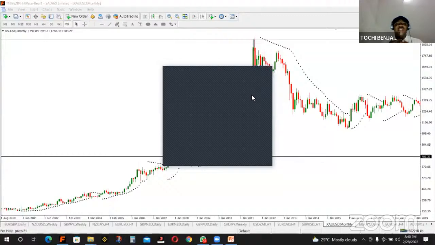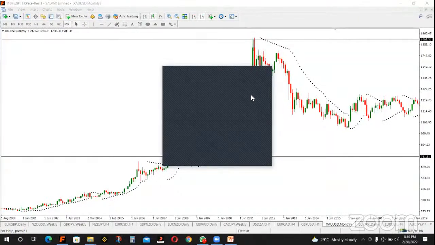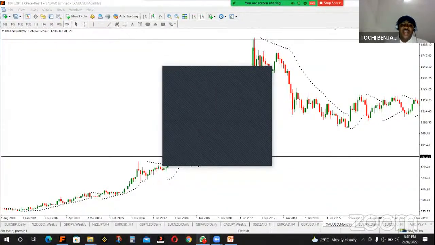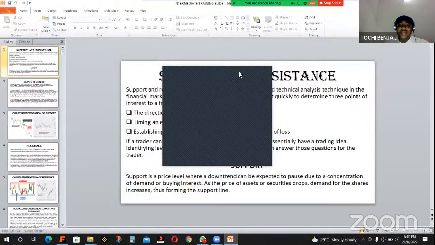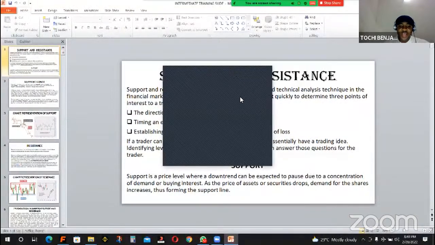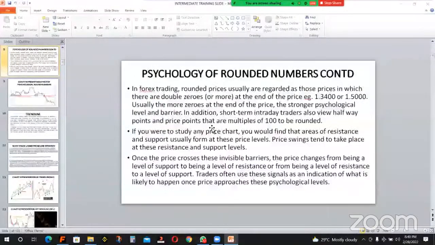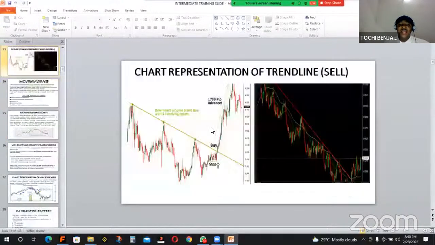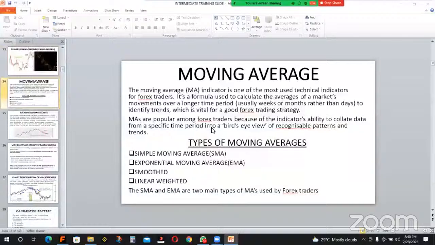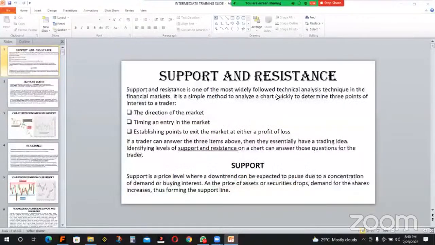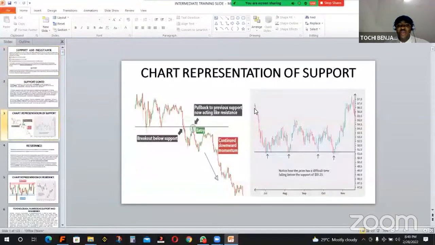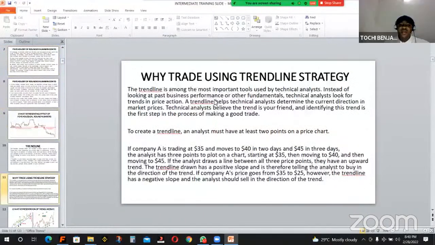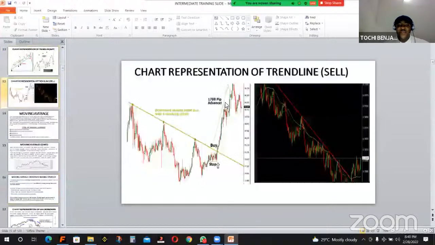Moving average is called dynamic support and resistance. That is what moving average is. I told so many persons, those that are new in this class, that they should get this manual. I told you that we have learned support and resistance, we talked about psychological round numbers, we've talked about trend lines. Now we're talking about moving average.